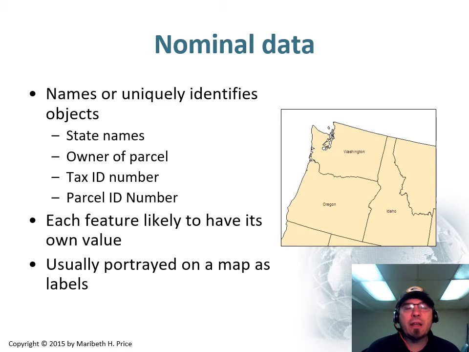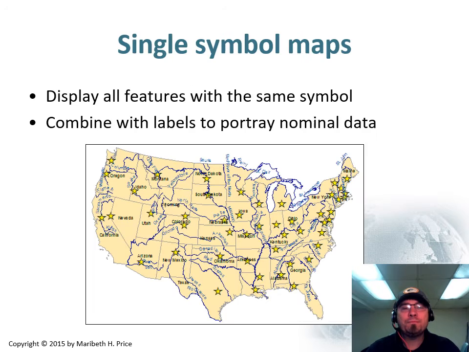So each feature is likely to have its own value. Again, there's only one Washington state, there's only one Oregon. What we typically use nominal data for is labels on a map. If you have all of the states and you want to put the labels on, that's nominal data. Same thing with, say, counties. Those are unique identifiers that you can use later on down the road. So nominal equals unique identifier. That's how you want to remember that.